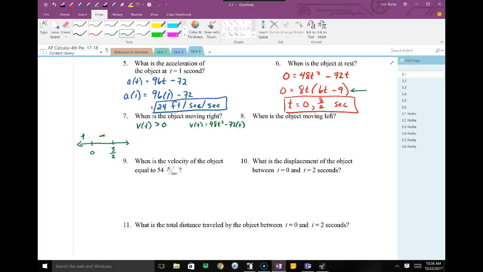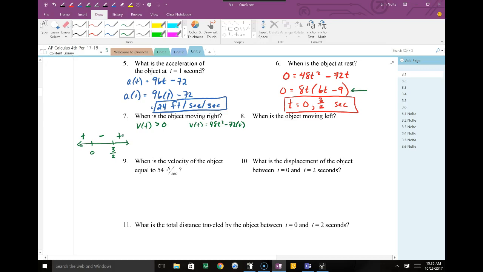Then I need a number greater than 3/2. 2. If I plug 2 in, would I get a positive or a negative? Positive, right? Because if I use the factored form, 8 times 2 is positive, and 12 minus 9 is positive, so positive times positive. So this number line test is telling me that when time was less than 0, it was moving which direction? Not backwards, it's moving to the right.